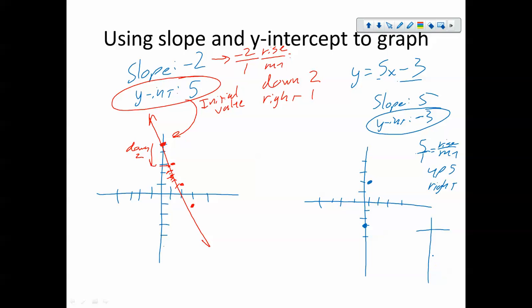Recognize that if I plug 1 into this equation up there, I'm going to get 2 as a solution, right? 1, 2. I know that that's a point on the line. If I plugged in 1, I would get 2. 5 times 1 is 5 minus 3 is 2. See how that works? We can avoid the step of creating the table by understanding this pattern between y-intercept and slope.